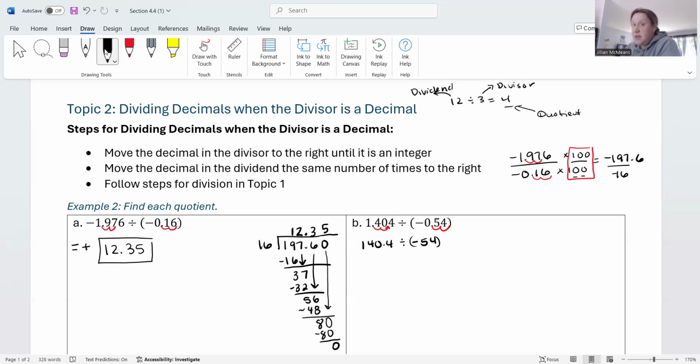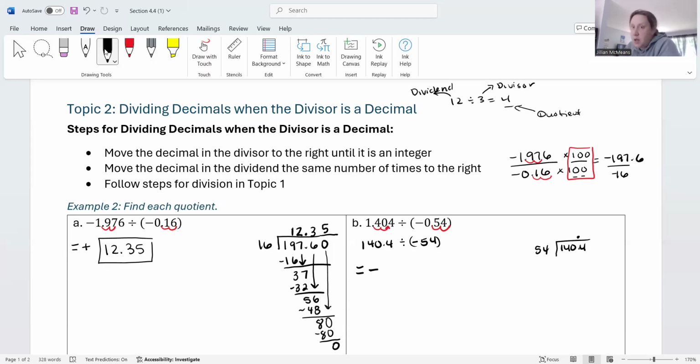Okay, so now I'm taking a positive, I'm dividing it by a negative. I know my final result is going to be negative. So I've already dealt with the signs. When I do my side work, I don't have to worry about the signs anymore. So let's set this up. We've got 140.4 divided by 54. Don't forget to bring your decimal up into your answer, okay?